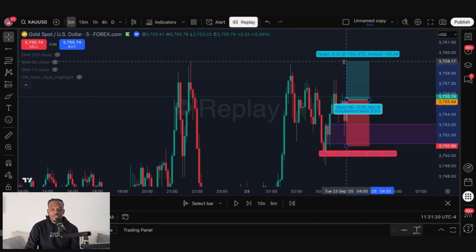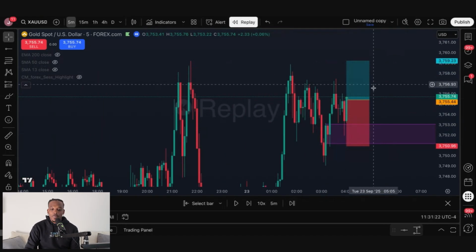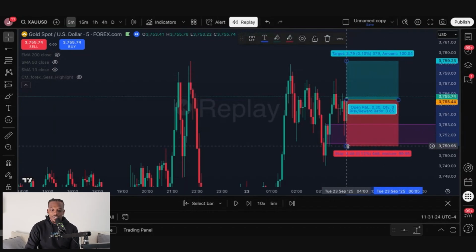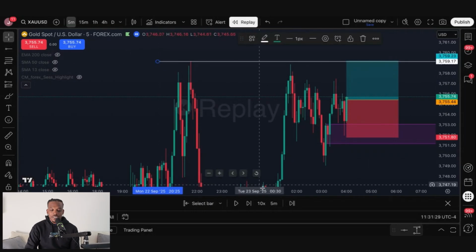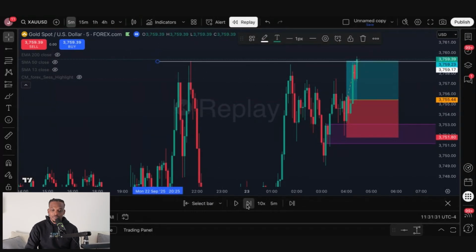For a scalping opportunity, if I was to put my stop loss right here, my take profit will be here at these highs. So let's go ahead and play. Boom. Your take profit automatically hits.